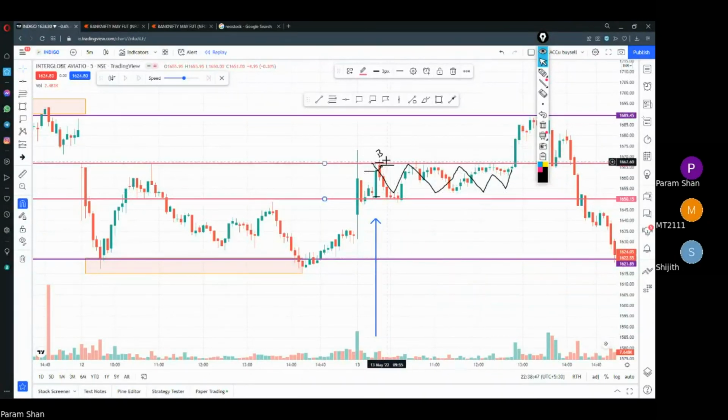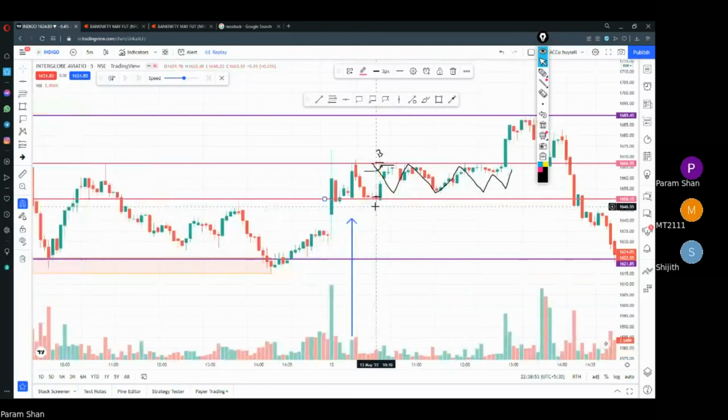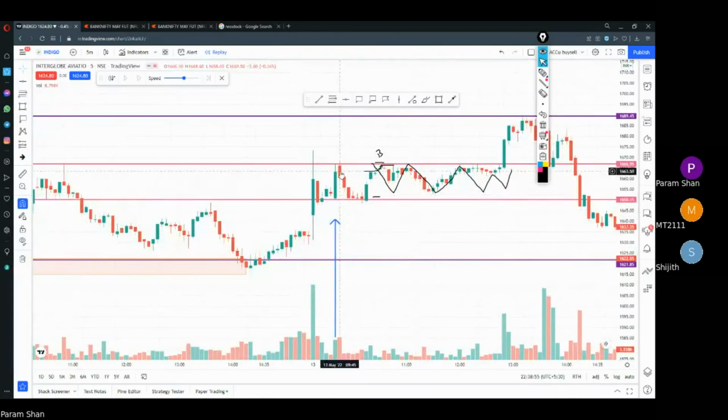If you have entered here, so almost how much? Your stop loss is also high. Risk is very high now. It's a very big candle. This one is a very big candle, right? So high and low, if you see 1666 to 1250, almost 16 rupees, you have to take risk if you want to take the trade.